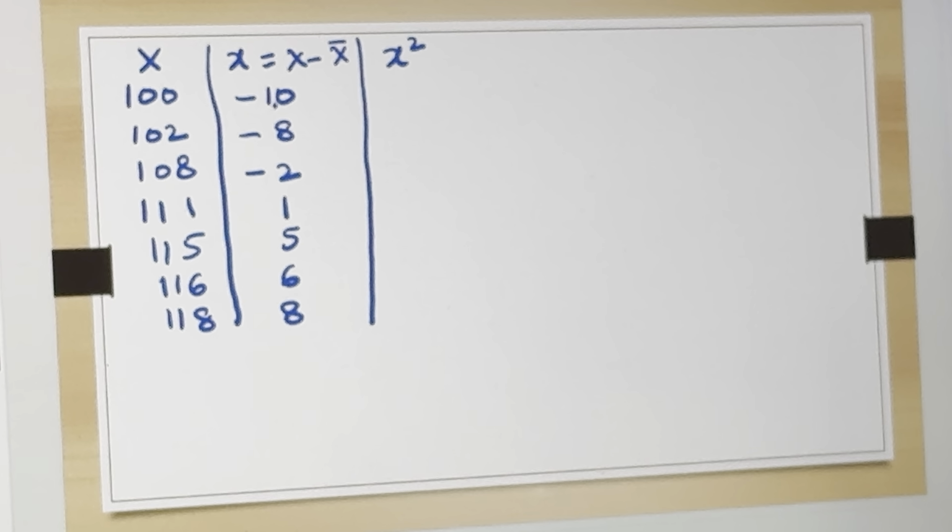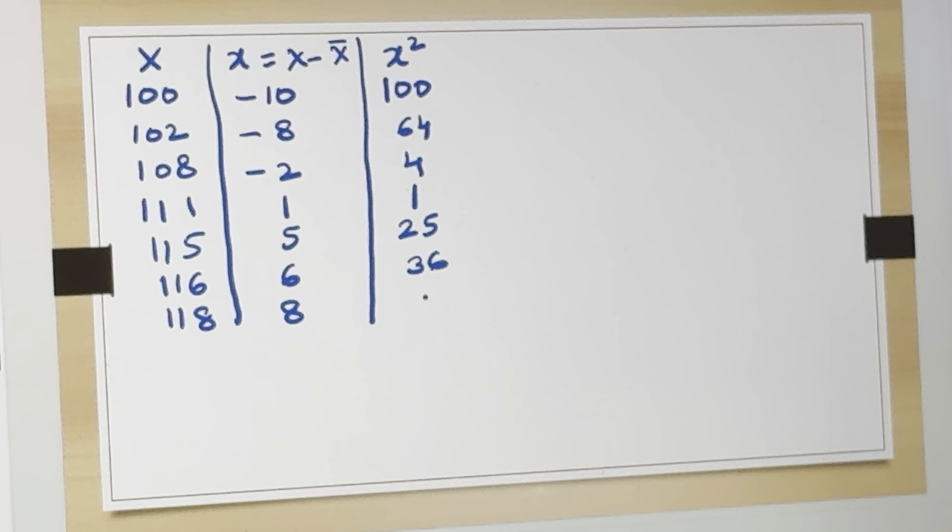So after writing the values of x, what should the second column be? x square. Minus 10 into minus 10 will give you what? 100. Similarly, next value will be 64. Then you have 4, 1, 5 square is 25. Then you have 36. 8 square is nothing but 64.